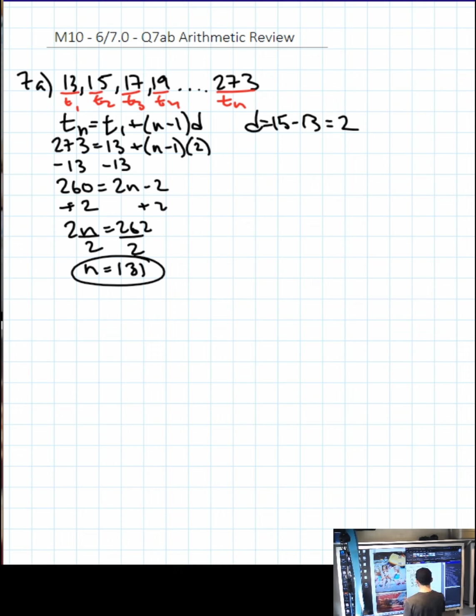Sometimes that helps. 273 is the 131st term. So when you're going back and studying, it gets a lot simpler. Everyone gets so upset about what we should substitute for. Are we substituting for n or are we substituting for Tn? Just get really calm. Is it a term or is it a term number? Do we substitute for n or do we substitute for Tn? So be very careful with that.